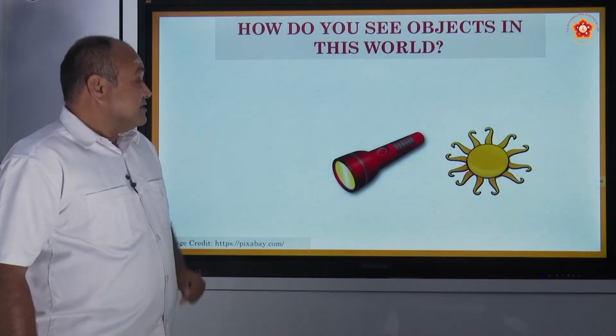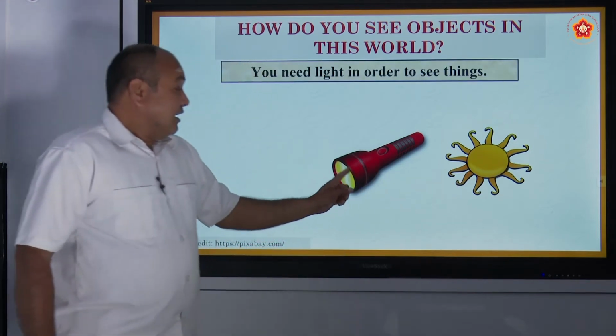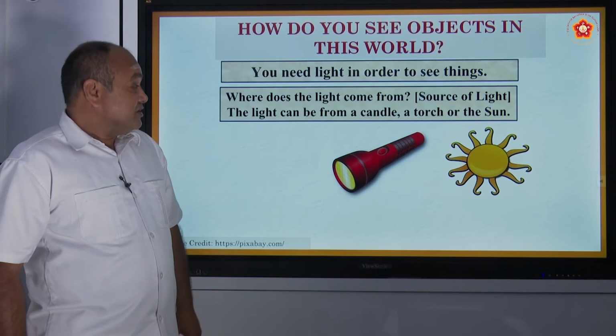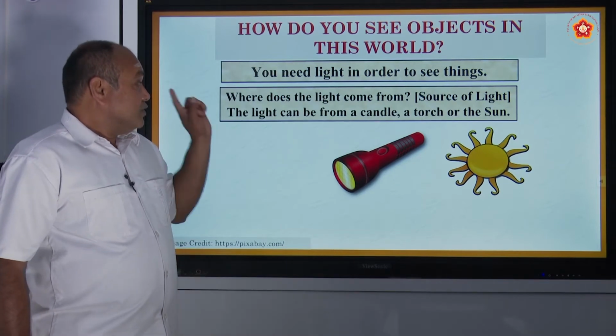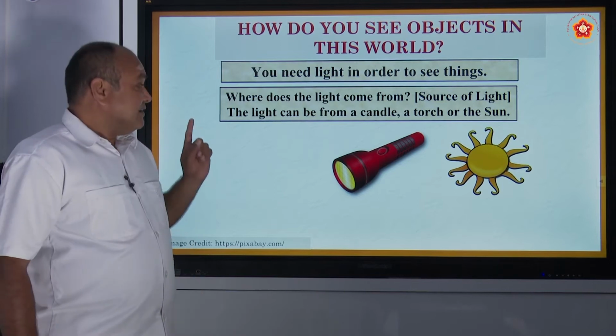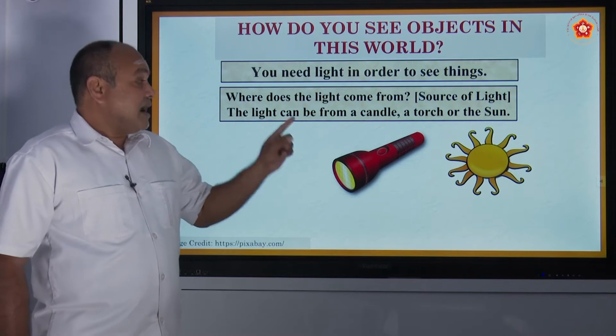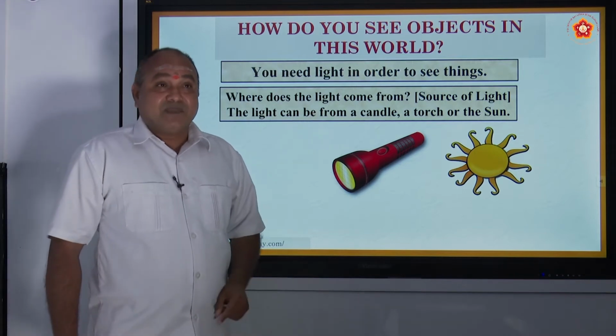How do you see objects in this world? See, the natural thing is sun. Torchlight is an artificial source. So you need light in order to see things. Where does the light come from? Source of light. The light can be from a candle, a torch or the sun.